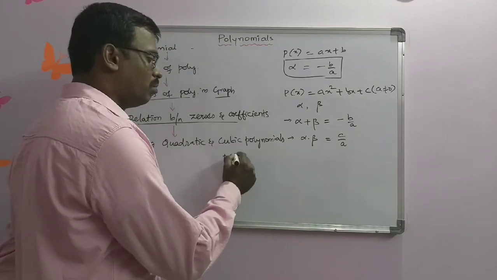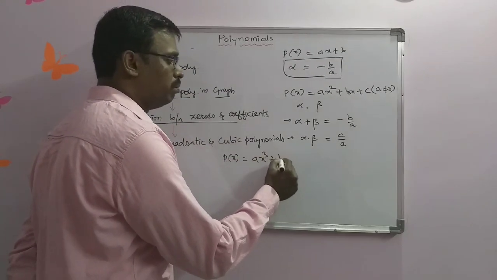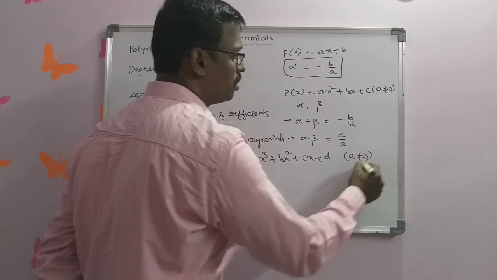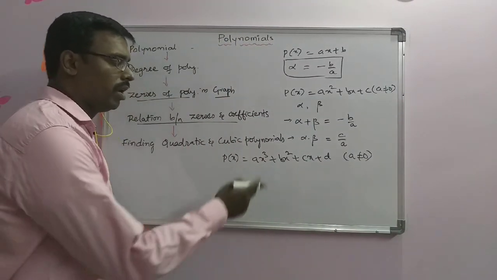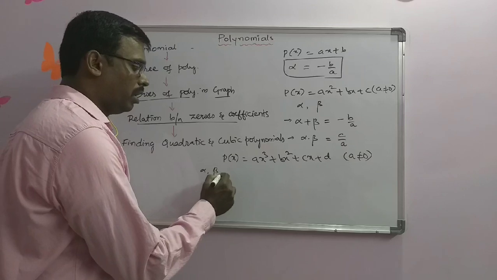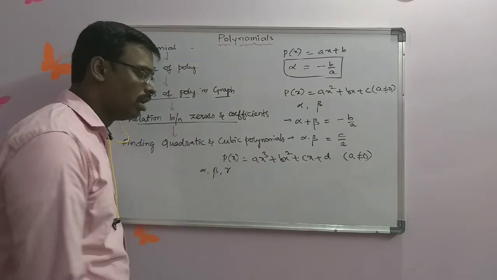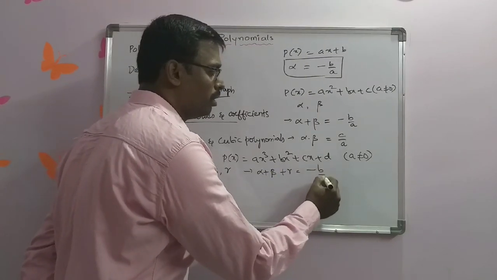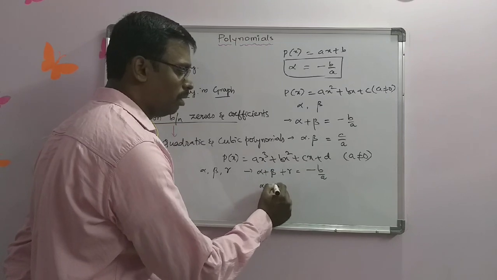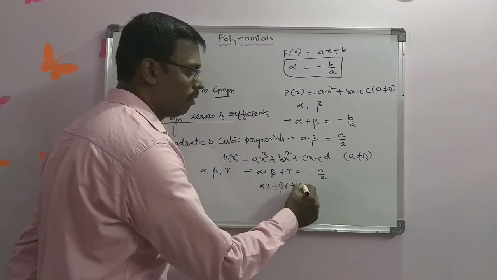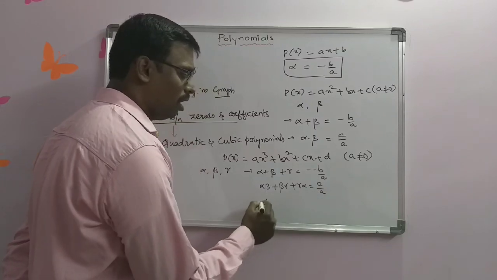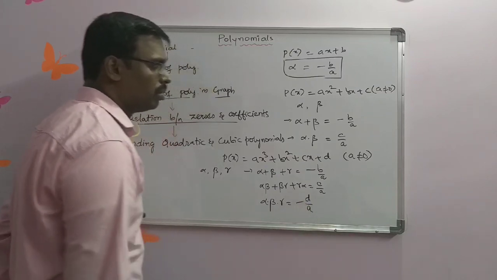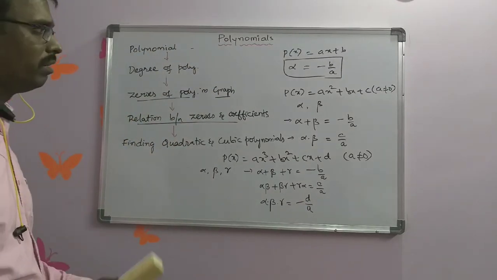And the third one is p of x equal to ax cube plus bx square plus cx plus d, where a is not equal to 0. This is a cubic polynomial. For a cubic polynomial, we will get alpha, beta, gamma as zeros. So the relations are: first, alpha plus beta plus gamma is minus b by a. Second, alpha beta plus beta gamma plus gamma alpha is c by a. Alpha into beta into gamma is minus d by a. So these are the relations that you have to remember very carefully.